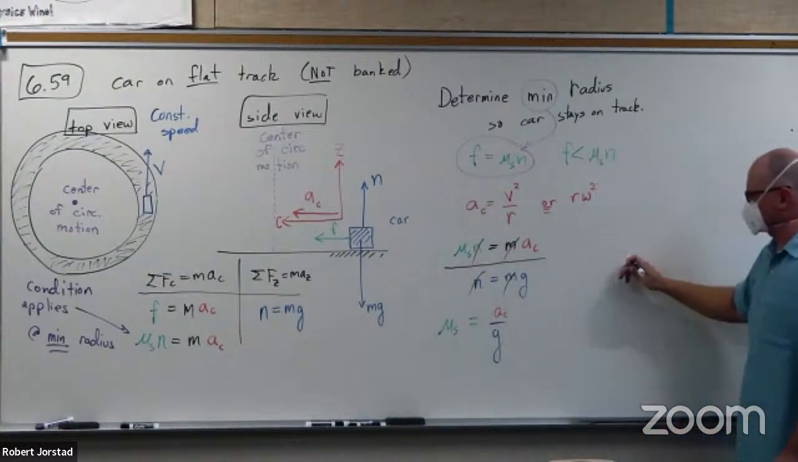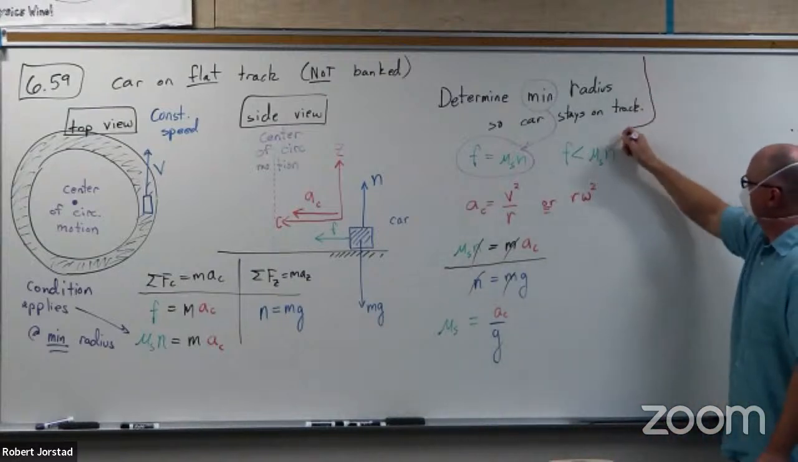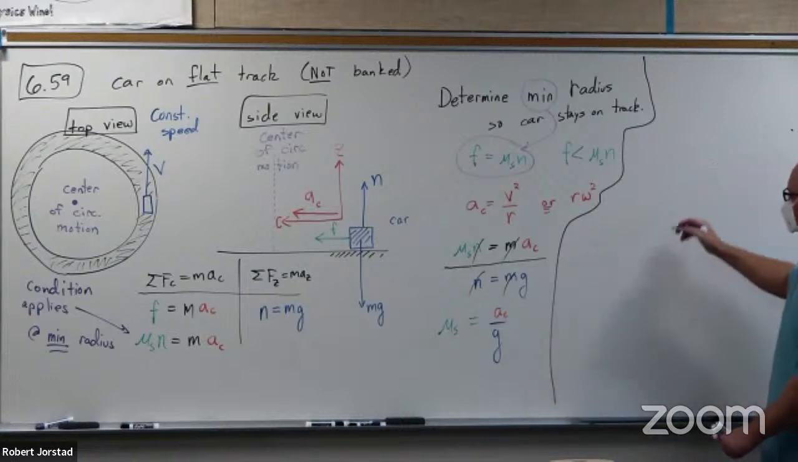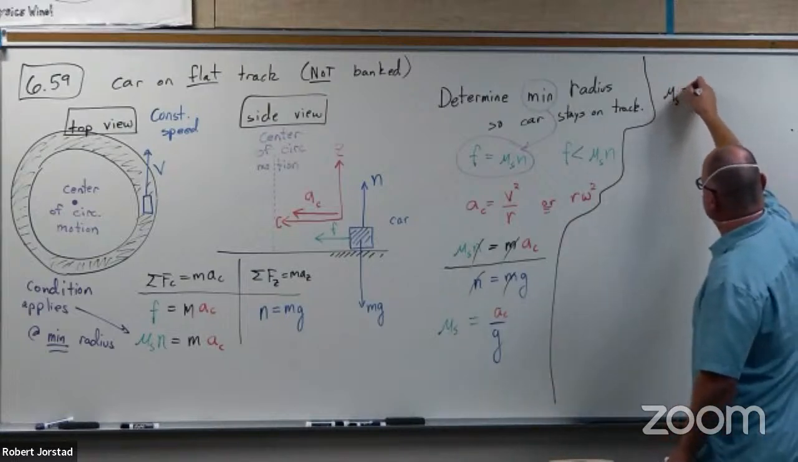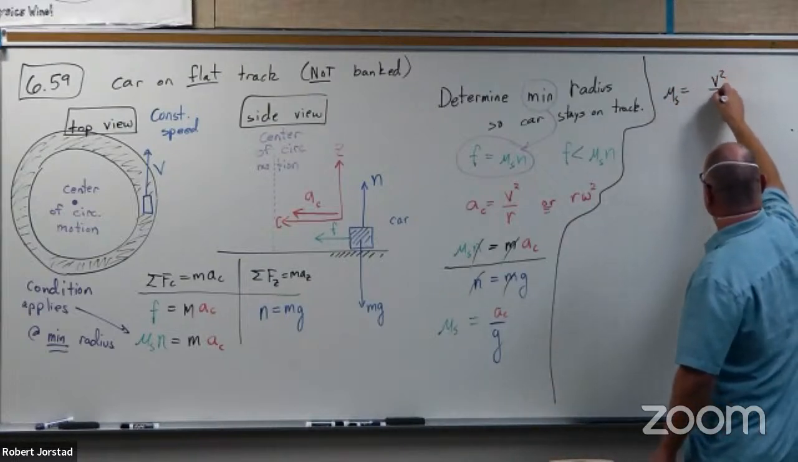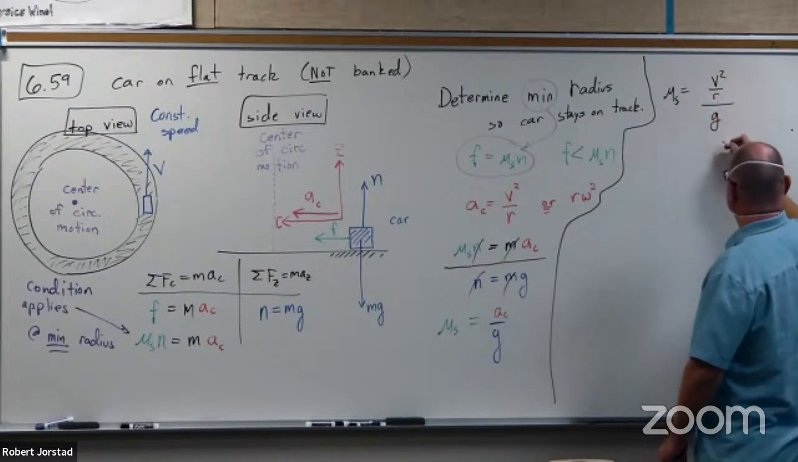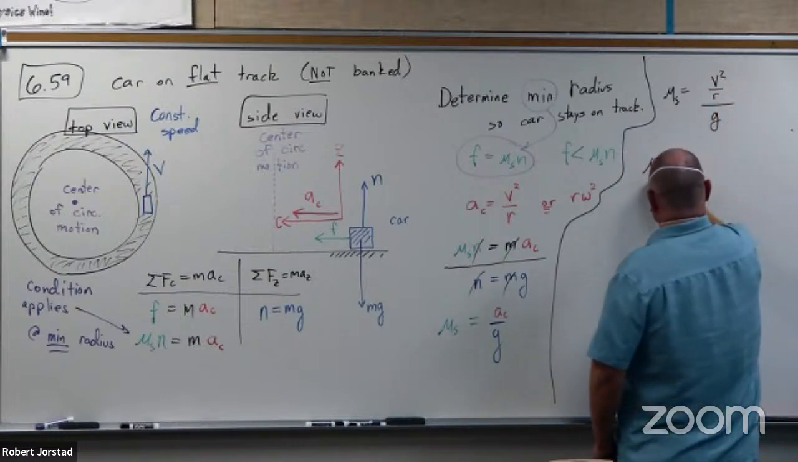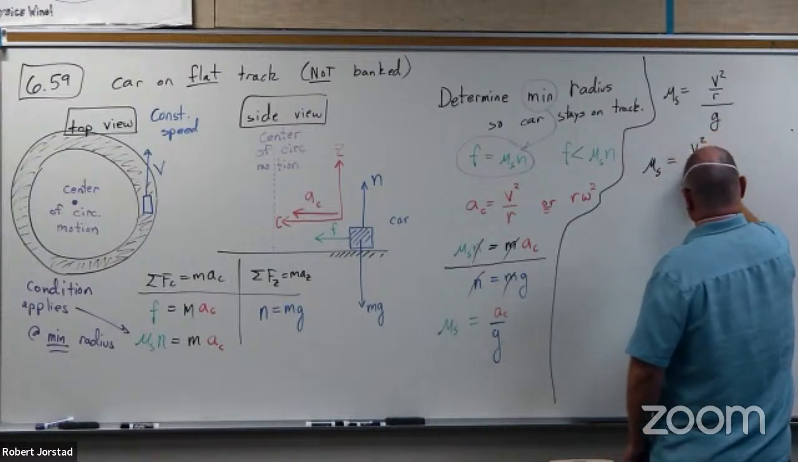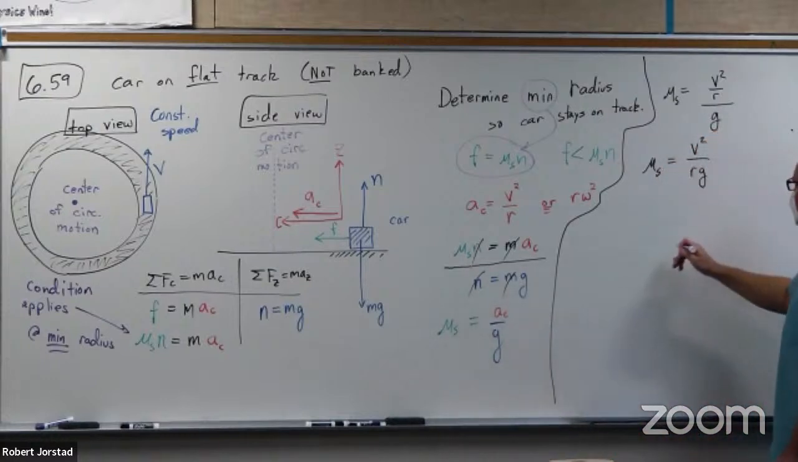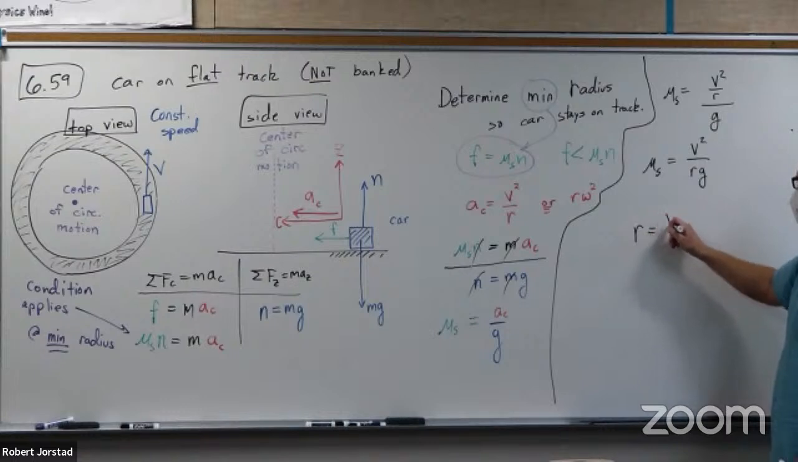Okay. So here, I see mu static equals v squared over R divided by g. Mu static equals v squared over Rg. That means R equals what? v squared over mu g? Yep.